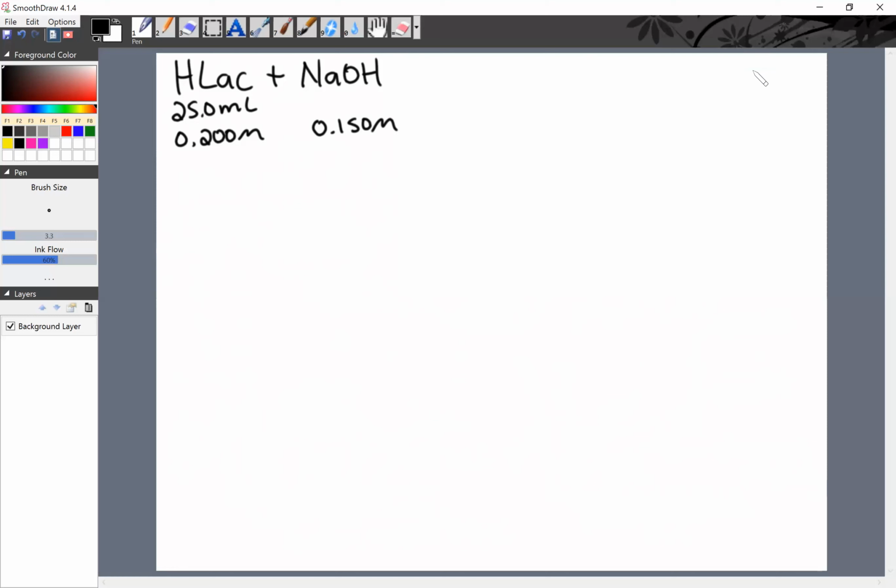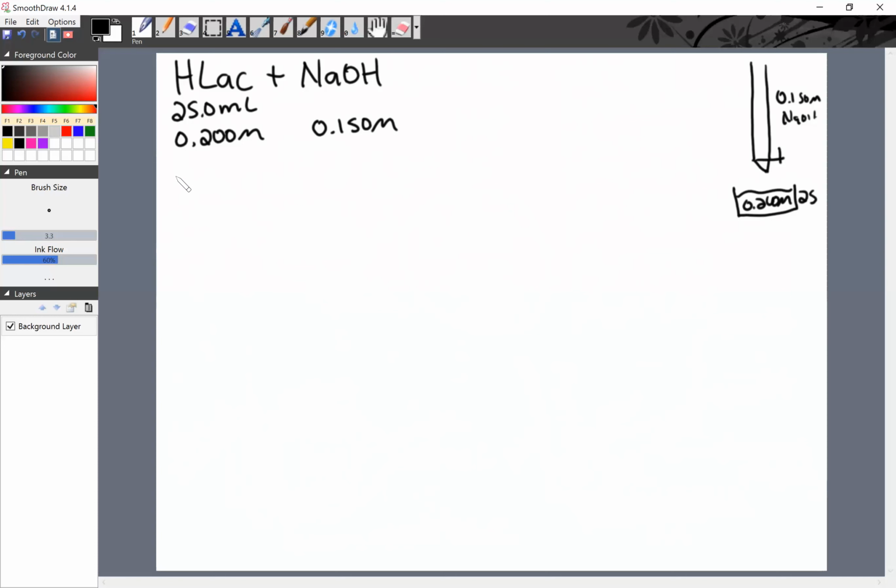So right now, in my burette, I have 0.150 molar sodium hydroxide. And in my beaker, I have 25 mils of 0.2 molar lactic acid. All right. And we can do those steps in any order, okay? You don't have to go A, B, C, D. They can be done in any order. I just tend to go in a specific order.